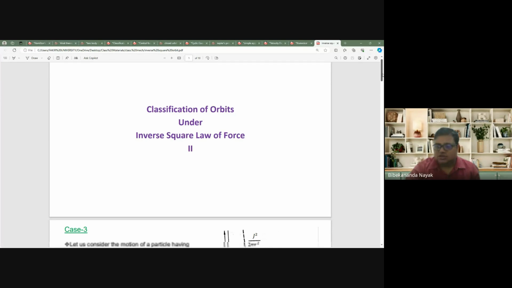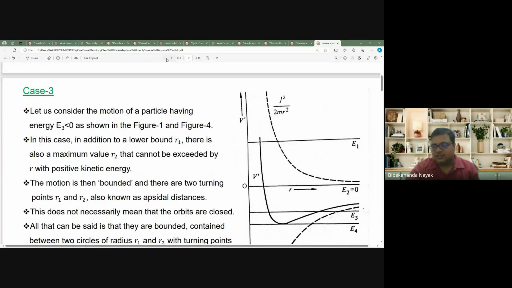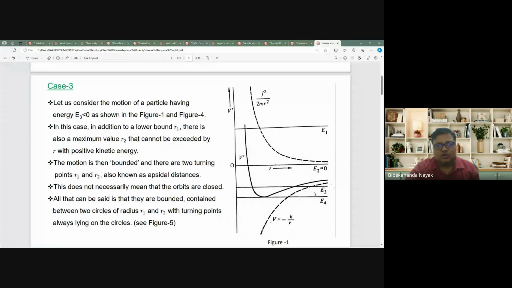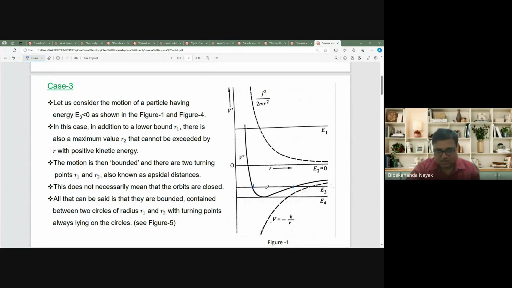Then we consider case 3 and case 4. This is case 3. In case 3, energy is less than 0. And here, how many points does it touch the potential energy curve? 2 points. So there are 2 turning points.